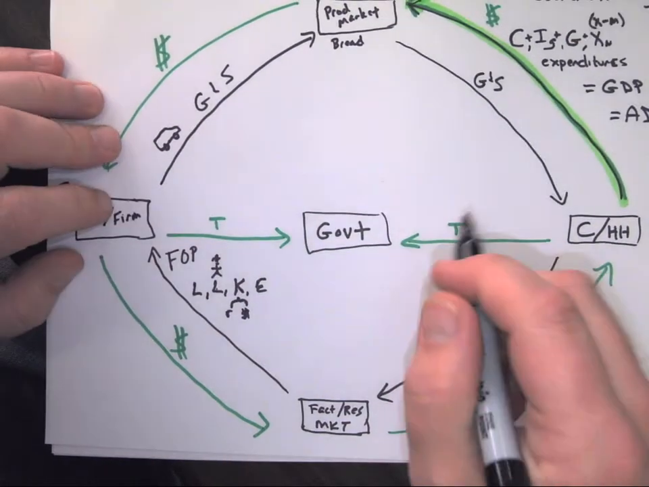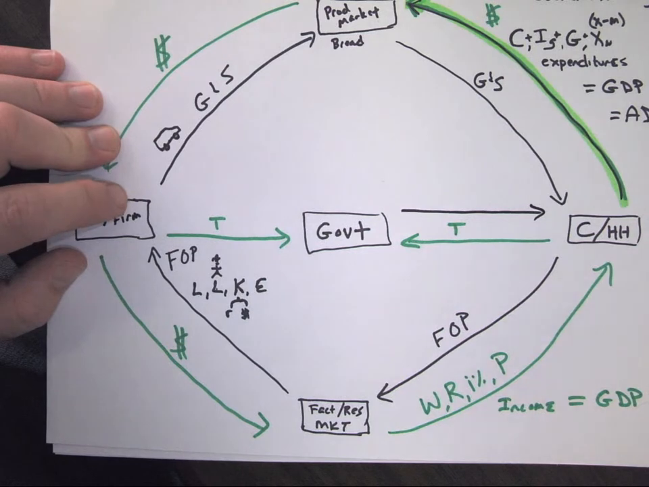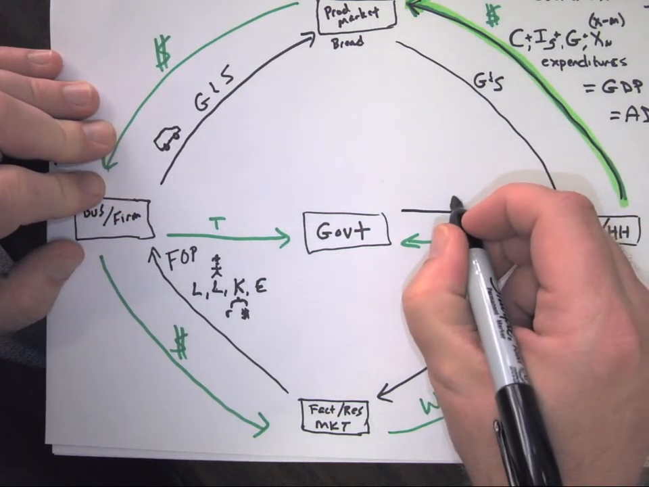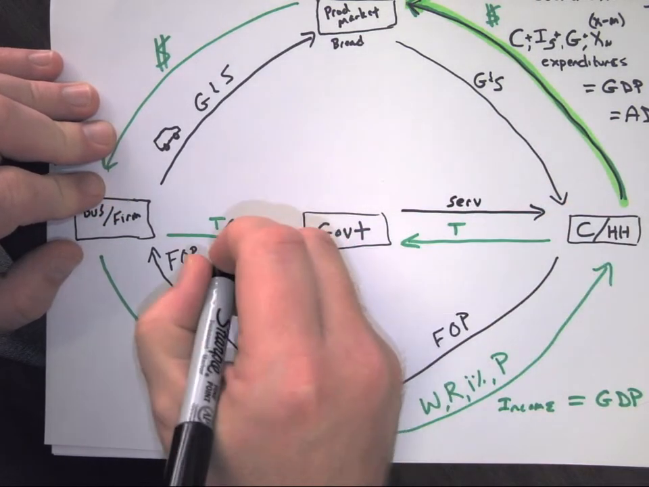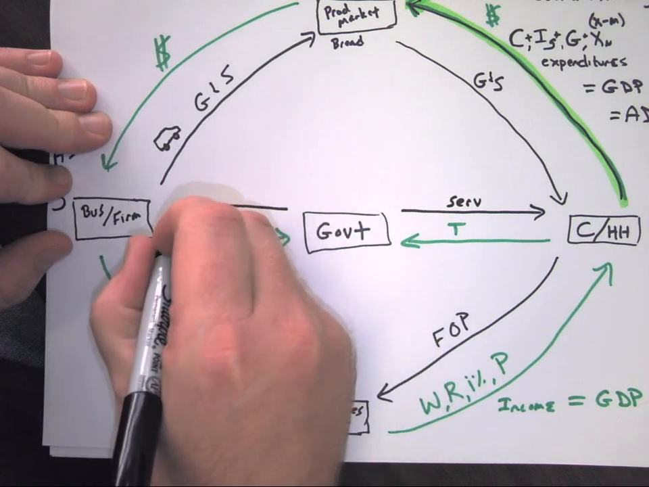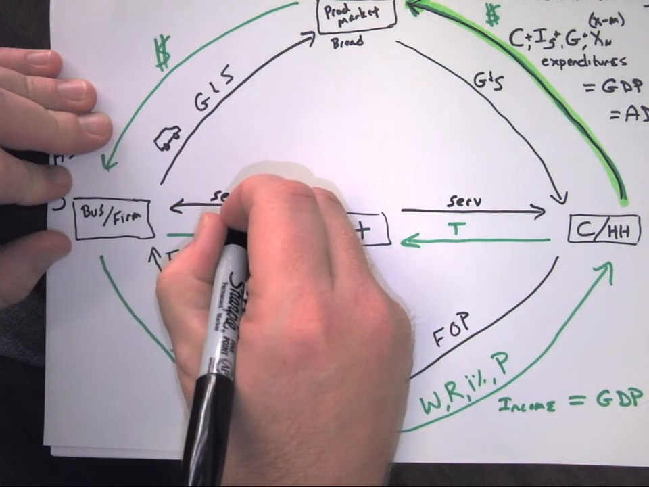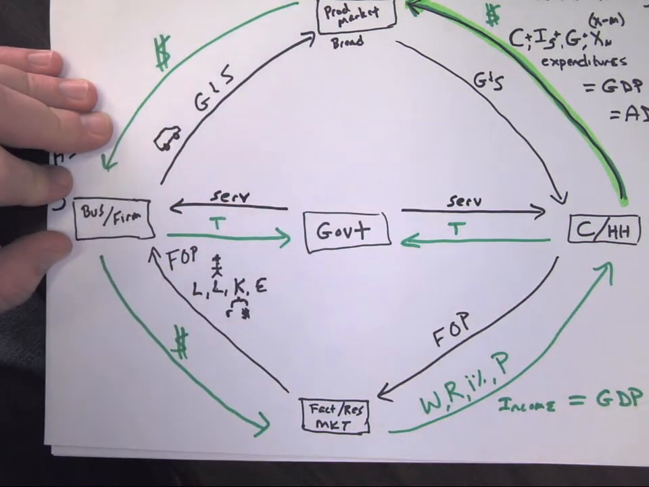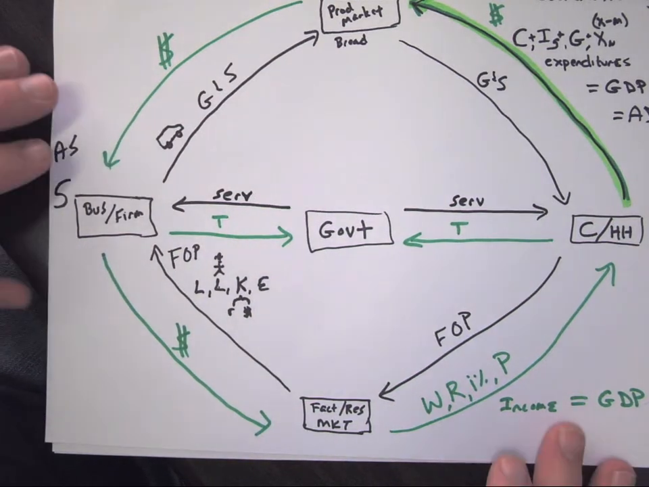Now in exchange for those items, we would want to get services from our government. Military, fire, police, roads, bridges, all kinds of things. Anything can be government. Okay.